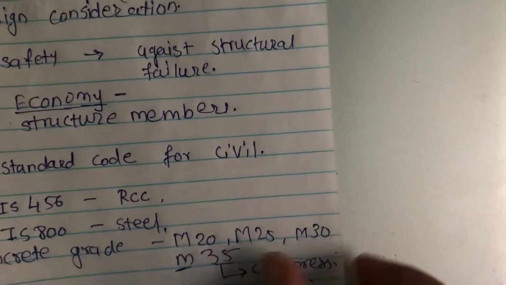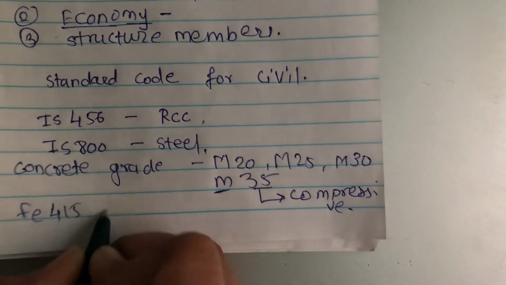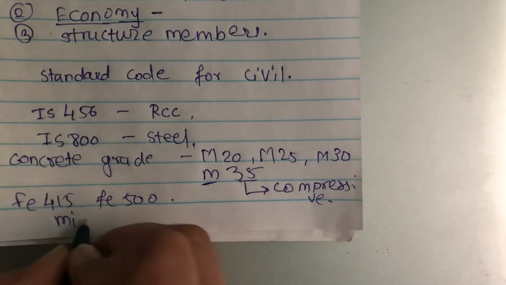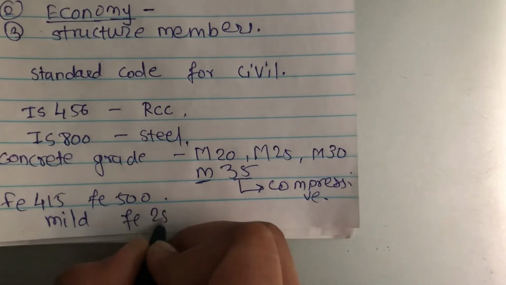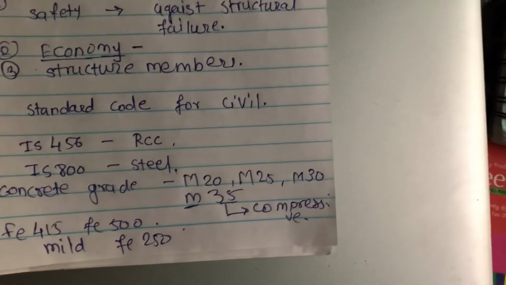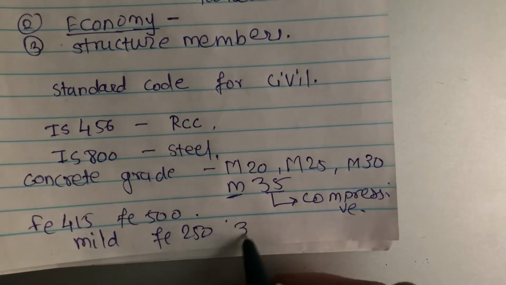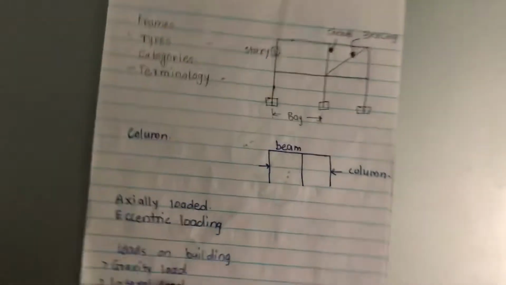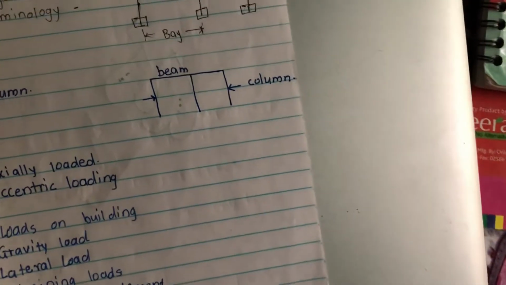For steel reinforcement bars, we consider Fe 415 and Fe 500. The mild steel grade is Fe 250. For steel members, Fe 250 and Fe 345 are the main steel grades we consider for designing any structure. Now we'll check what types of frames we are going to study today.